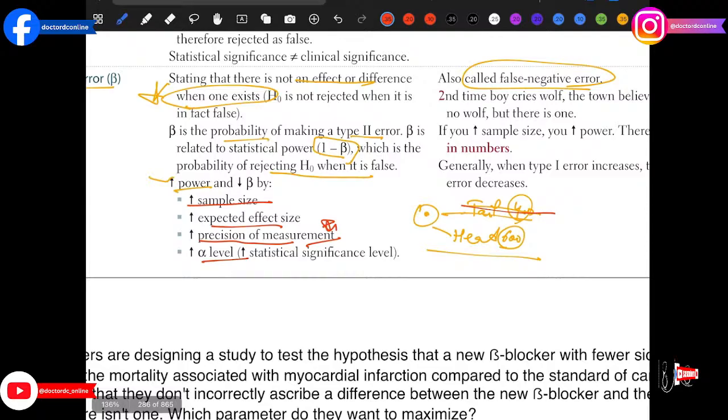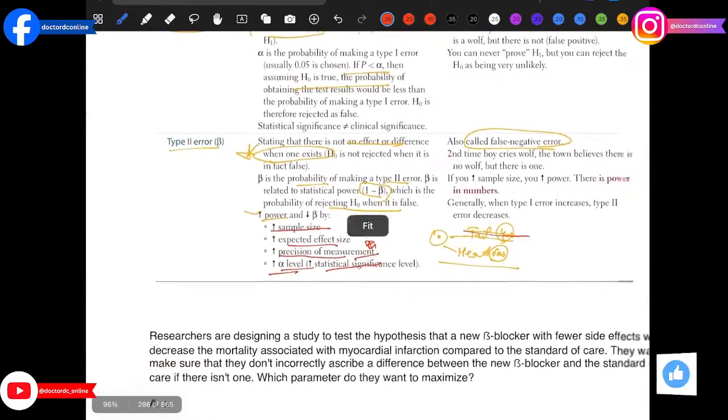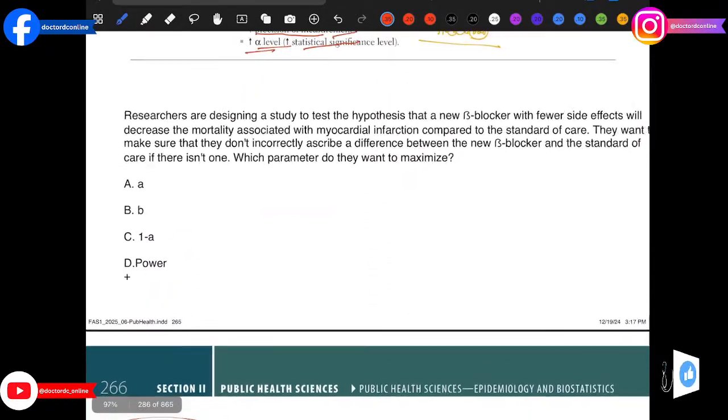Also, yes, if you're willing to increase alpha, you reduce beta. Less beta, more power. Alright, did you catch all that? Let's do a practice question.